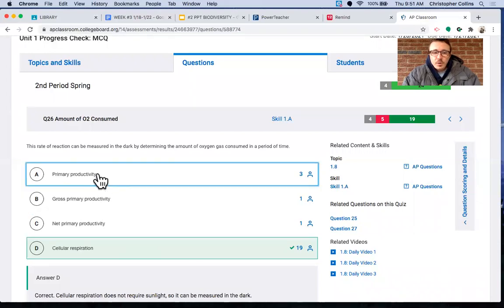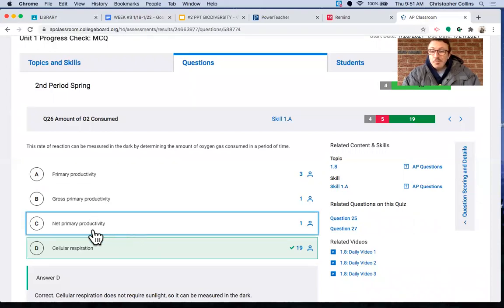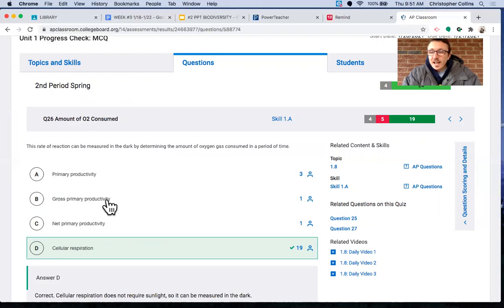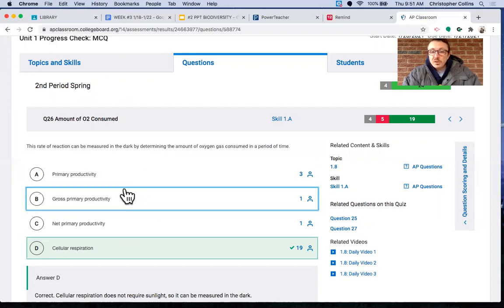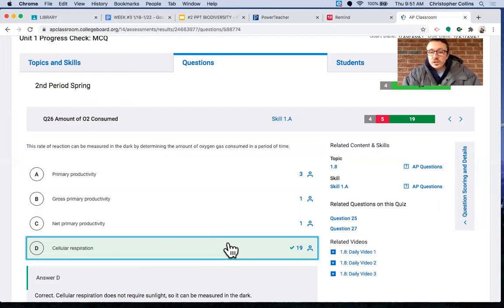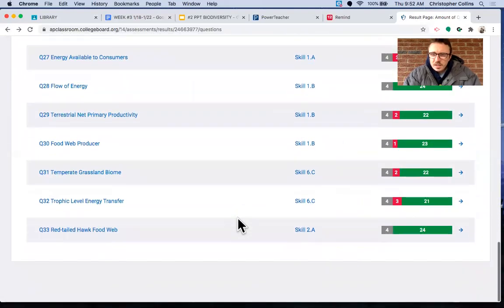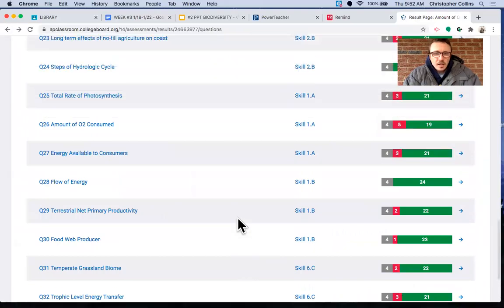These 3 up here, primary productivity, gross primary productivity, and net primary productivity, we're more concerned with photosynthesis. We're more concerned with carbon dioxide being consumed and oxygen being produced, right? So cellular respiration is the way in which we break down carbohydrates in the presence of oxygen to produce ATP, or energy for our cells. We call that aerobic respiration. But other than that, I didn't see any issues, right? And so let's see here.